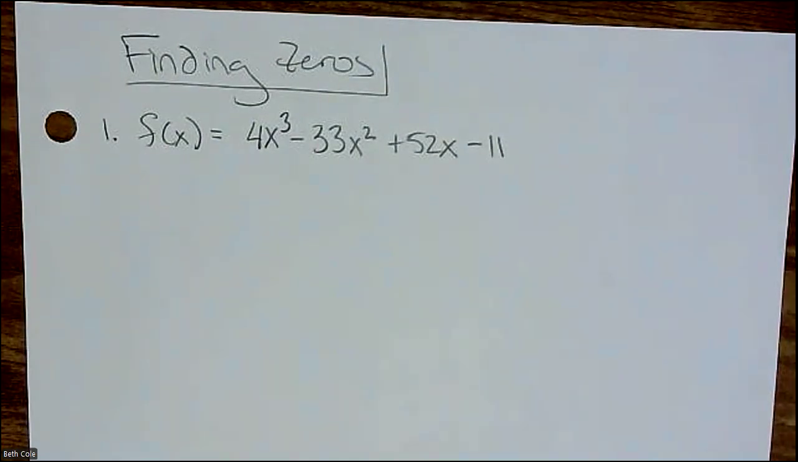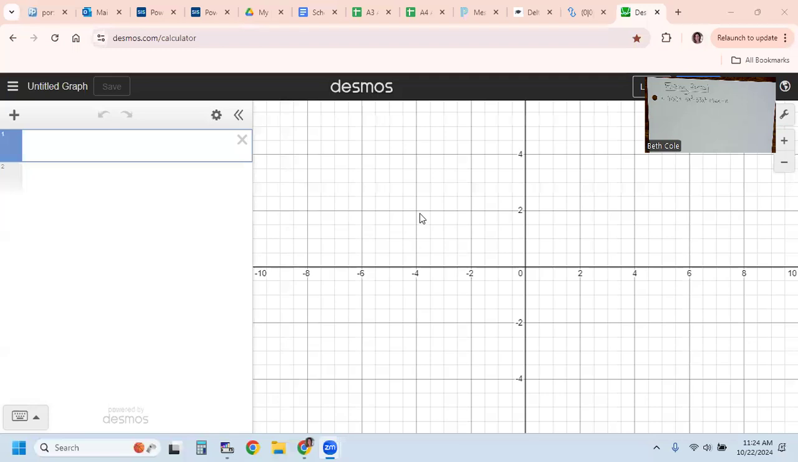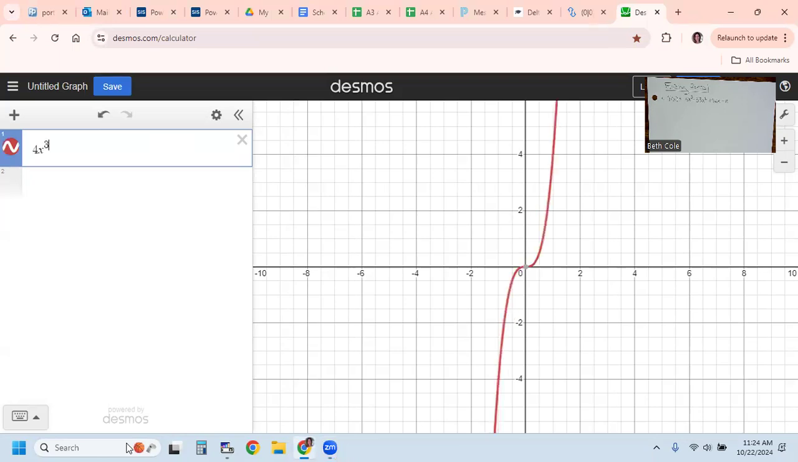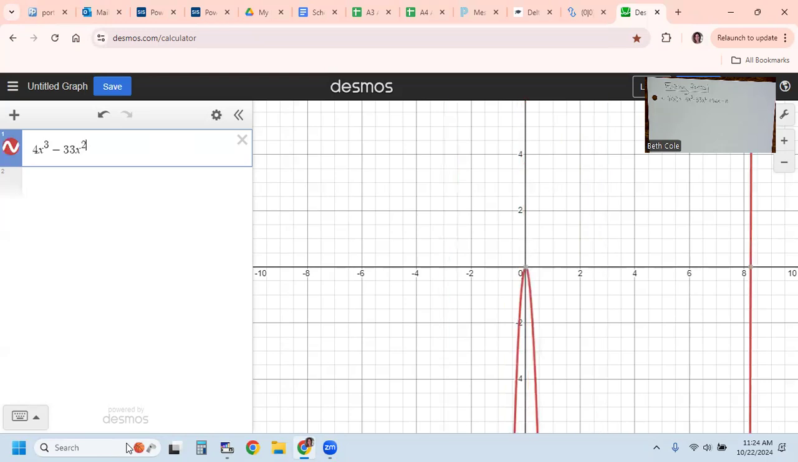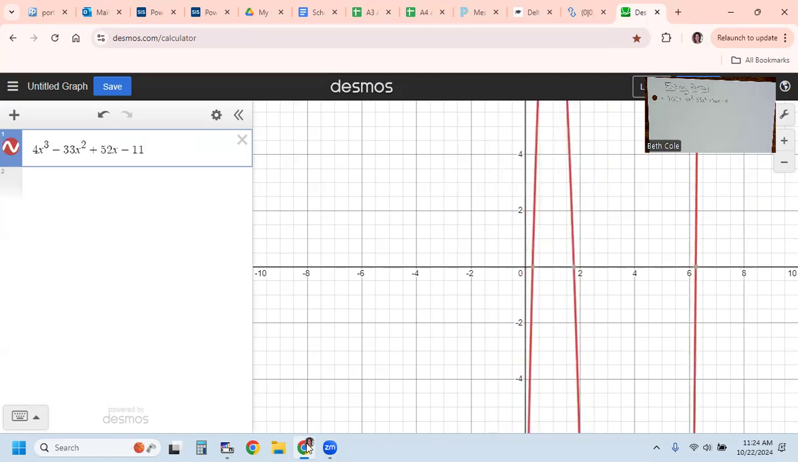So now the first thing I'm going to do is type it into the calculator. So here's my Desmos. Let me go ahead and type that in. I've got 4x cubed. Sorry, this is the annoying part where you have to watch me type this. But can you please watch me type it? Make sure I don't make a typo because then the whole thing's wrong. So plus 52x minus 11. Are we all good? Okay, well, I'm here and I can fix it.